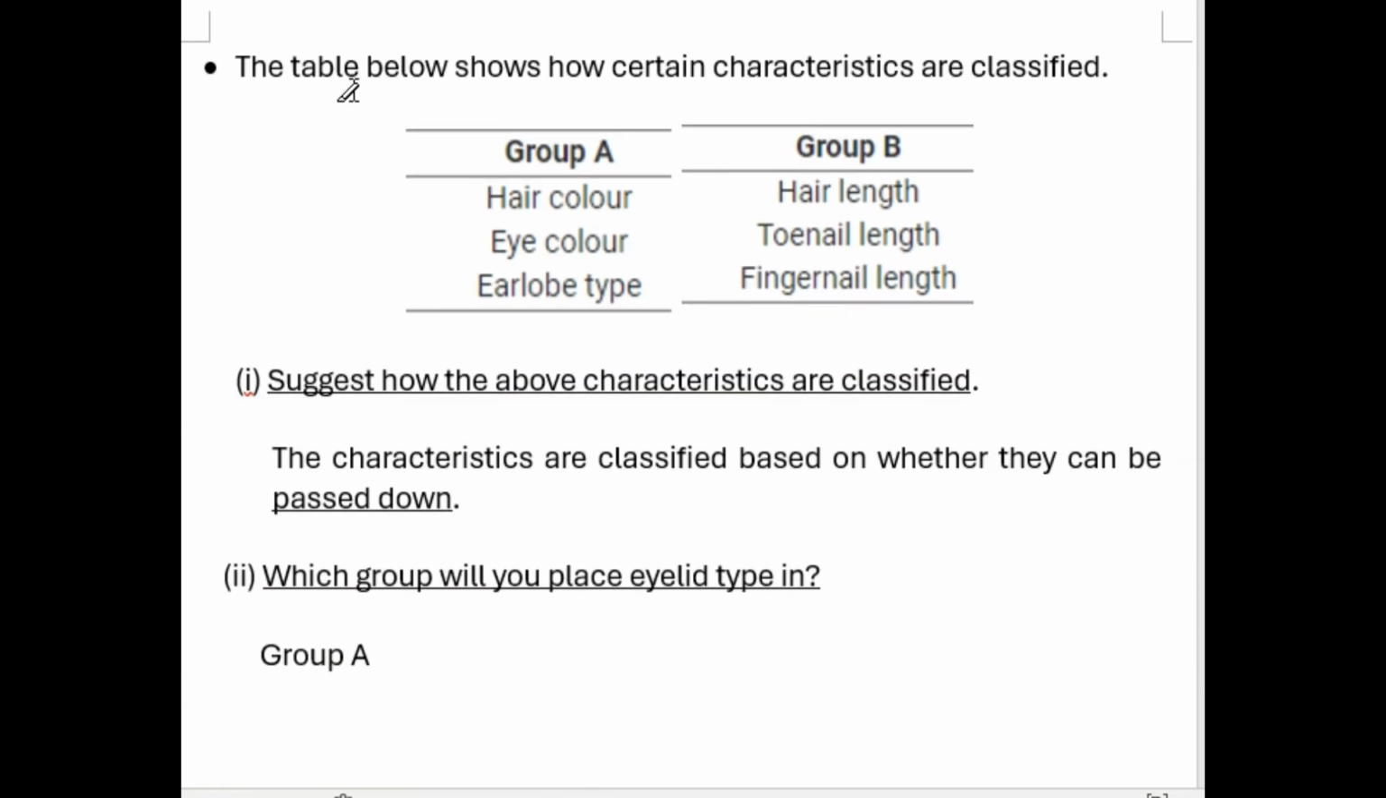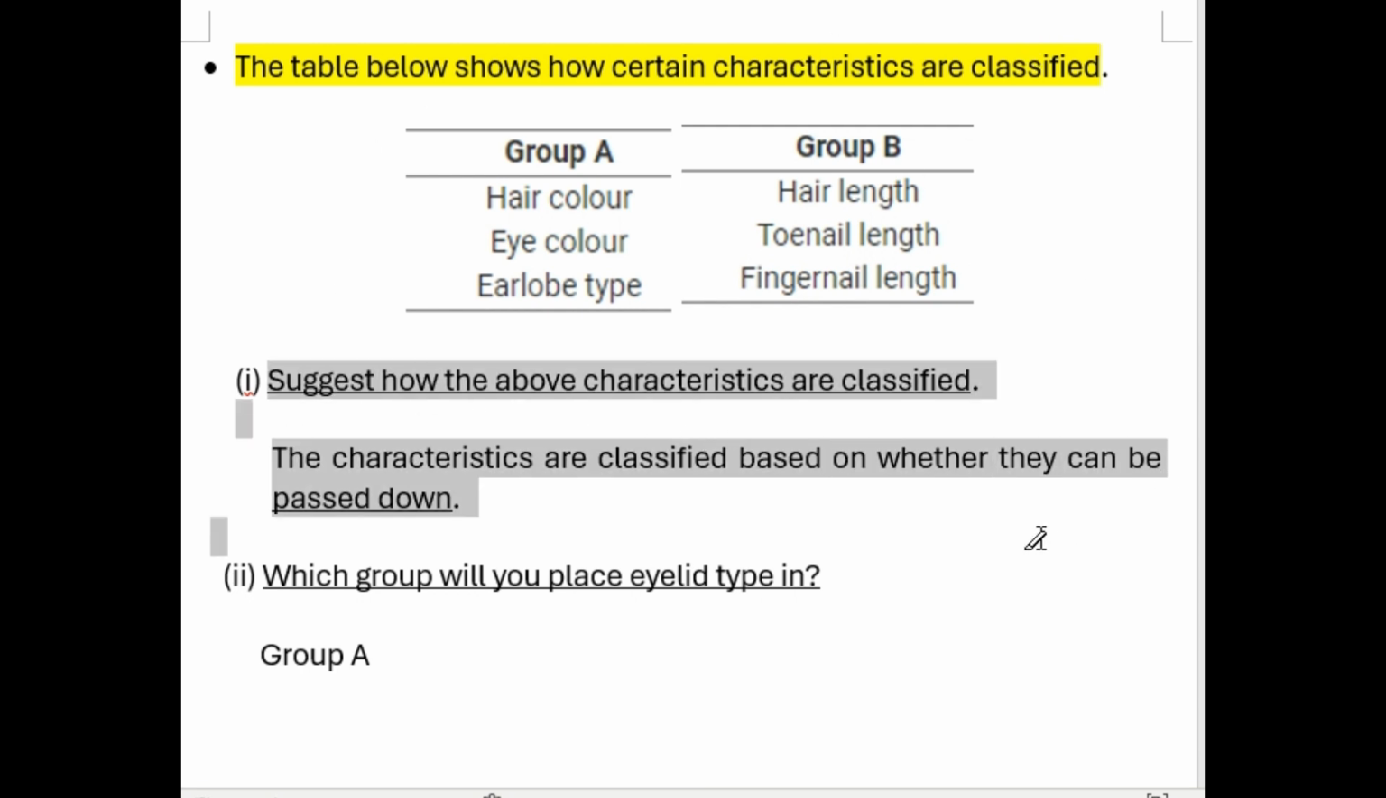The table below shows how certain characteristics are classified. Suggest how the above characteristics are classified. The characteristics are classified based on whether they can be passed down. 2. Which group will you place eyelid type in? Group A.